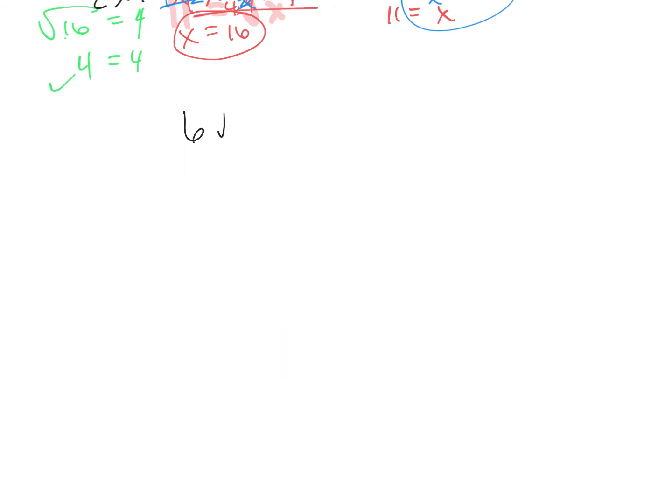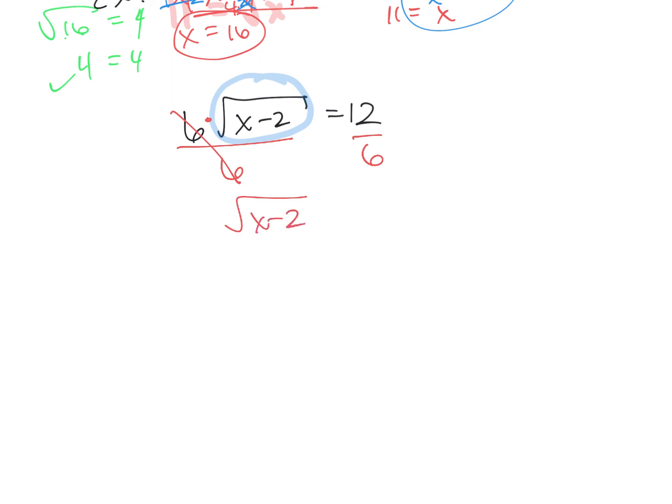So let's say I have 6 times the square root of x minus 2 equals 12. Okay, I'm going to circle my variable. So I have to get rid of this 6 first. So it's 6 times the square root. So I'm going to divide by 6 first. Get rid of that. Anything divided by itself is 1. So I have the square root of x minus 2 equals 12 divided by 6, which is 2. Now I have the variable and the square root isolated.